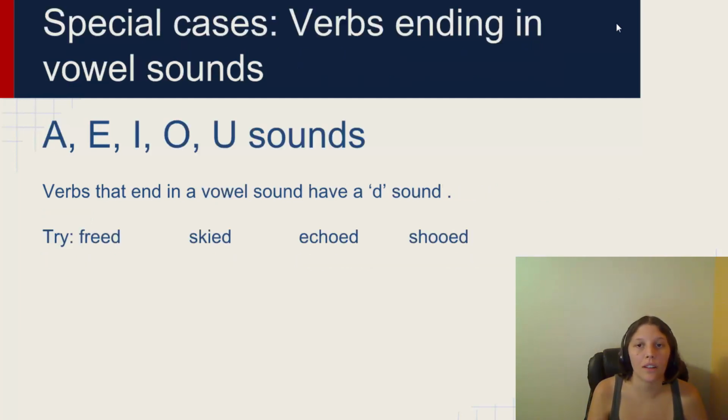Here's another special case. Verbs ending in vowel sounds. Vowel sounds are voiced. A, E, I, O, U, or whatever sort of long or short vowel sounds, they're voiced. So they actually sound the same as voiced consonant sounds. It has a D sound at the end. Not -ed, just D. Okay, so we have freed, skied, echoed, shooed.